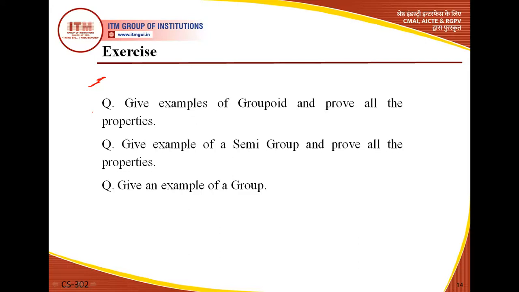What is the first question that you have to do? The first question is to give an example for a groupoid and prove all the properties. So basically, you have to find an example for a groupoid and prove all the properties that a groupoid should satisfy. Then the second question is that you have to get an example for a semigroup, and then you should also see if both the properties of the semigroup are satisfied. Then you have to get an example for a group also, after seeing this particular video.